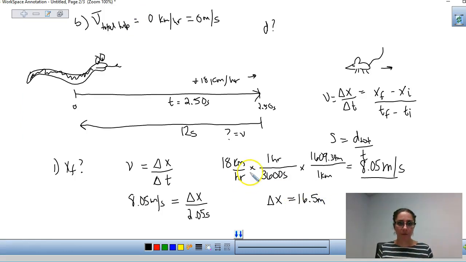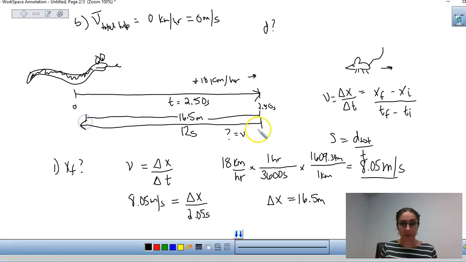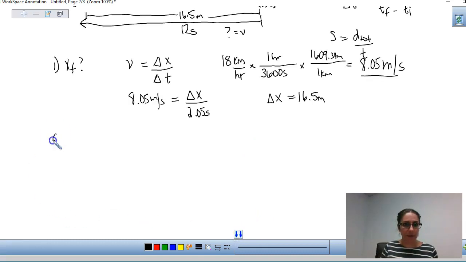This is in meters. Very good. Okay. So, 16.5 meters is the distance there. And since we're going the same way back, we can assume that this is also 16.5. So moving on to A, which is the velocity for the return trip.